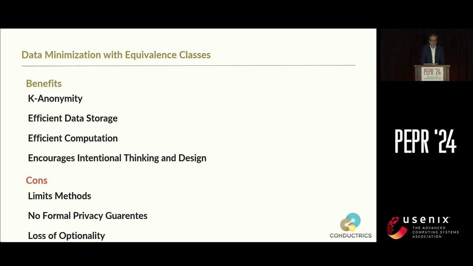For this audience, it's obvious that there are no formal privacy guarantees. Maybe you could apply differential privacy onto the end data structure. I'm not really sure. But as it stands, there are no privacy guarantees. And you have loss of optionality. You've explicitly set up front what the nature of the problem is. It's really more of a just-in-time question.